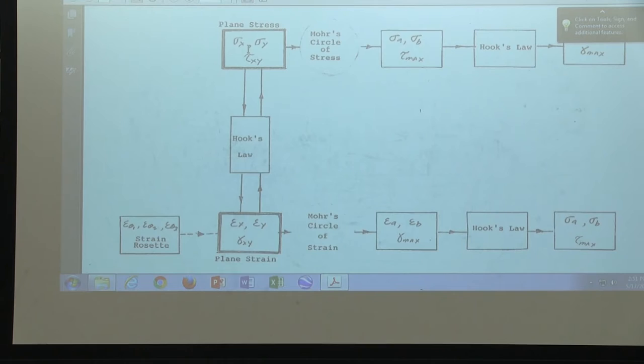Okay, this is what we did in ME 218. We went through all the chapters, and we were able to calculate sigma x, sigma y, and tau xy. Yes or no? At the end of ME 218, we were calculating sigma x, sigma y, tau xy due to the bending, due to the torsion, etc. This is the design process. Then we don't stop there.